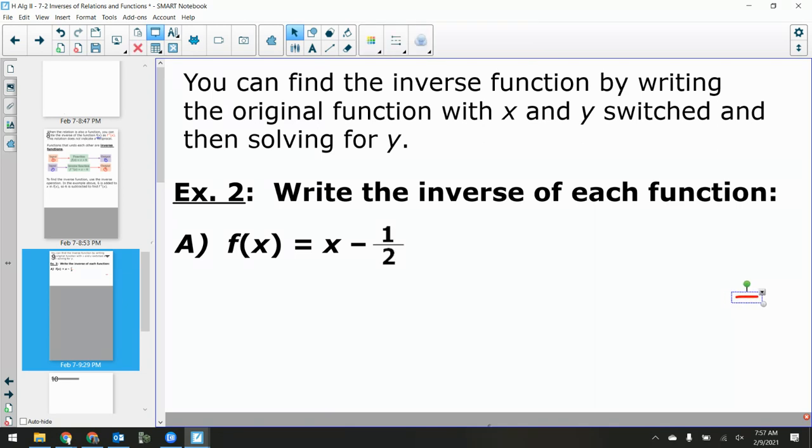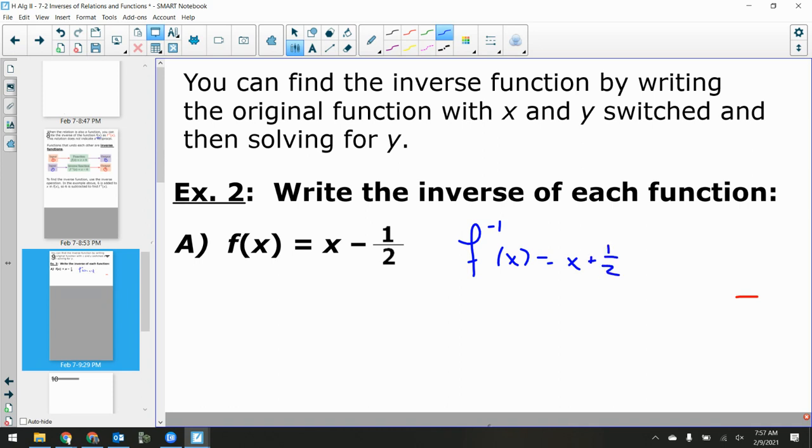So we have f of x is equal to x minus 1/2. Okay? Now, if I've got x minus 1/2, what do you think the inverse is going to be? X plus 1/2. And just do the inverse operation. Let's really see though. How do we algebraically see that f inverse of x is indeed x plus 1/2?